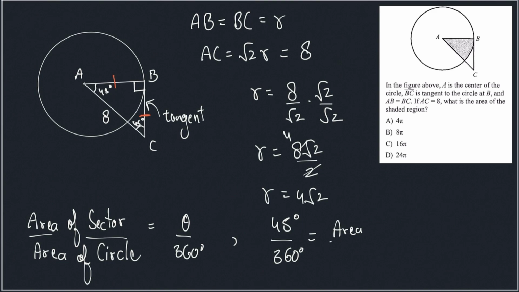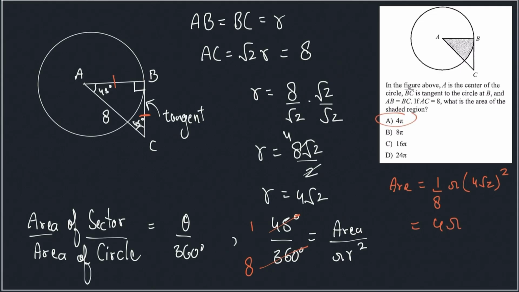On the other side, we can write the ratio as area of the sector divided by area of the circle, which is pi r squared. This ratio will simplify to 1/8. We can find the area of the sector as 1/8 times pi r squared, or 1/8 times pi times (4 root 2) squared, which will simplify to 4 pi.